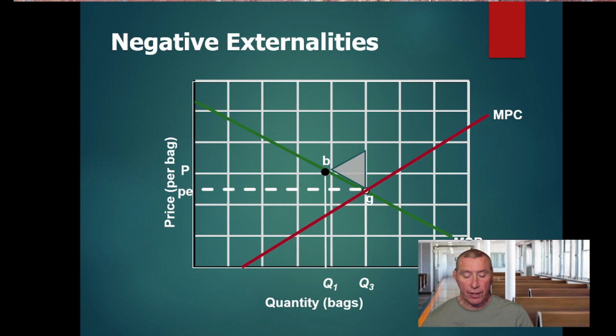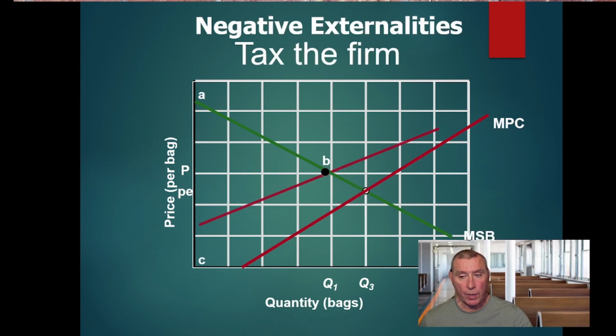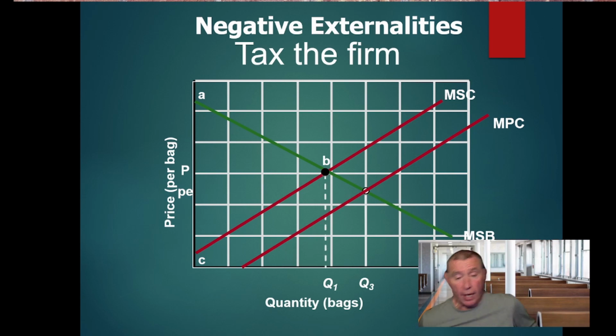So how do I get rid of this? Well, we tax them. When we tax the firm, we shift the supply curve to the left, and we're now at the equilibrium we should be at, which is B and Q1. If you notice the labeling, it's labeled marginal social cost. That's the cost to the producer, the firm, and society. So now everybody's paying the proper cost. It's no longer cheaper for the firm because we've taxed them, and now they're picking up their end of the cost.